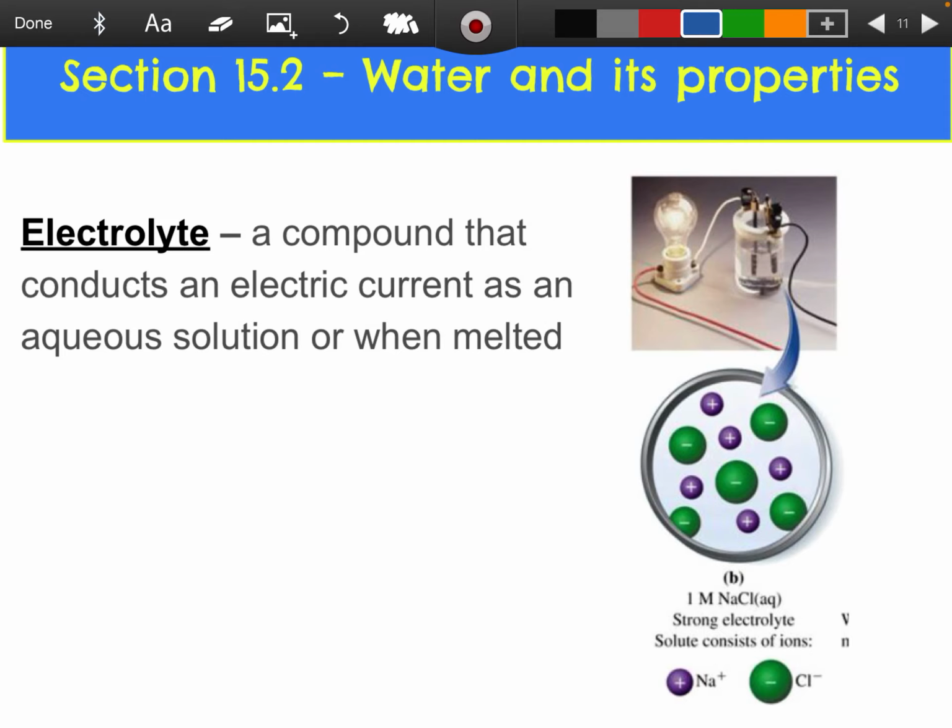So an electrolyte is a compound that conducts an electric current when it's either in solution or when it's melted. So an electrolyte is going to have these positive and negative charged particles. So anytime a substance dissolves and has those positive and negative charges, it will be an electrolyte.